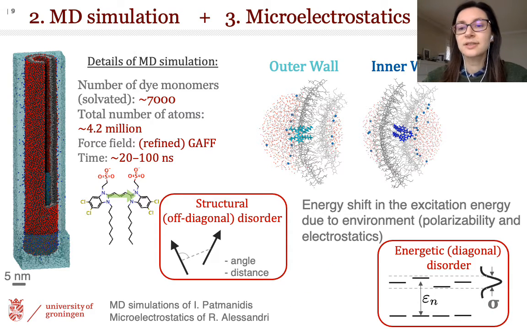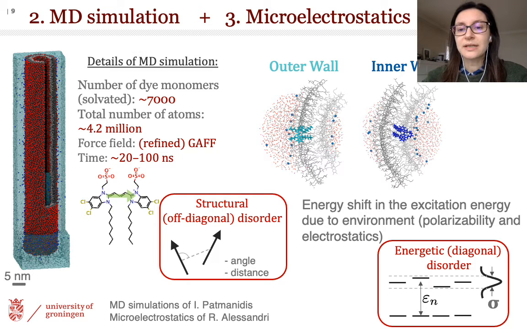Next, the constructed double wall structure is dissolved in water with counter ions. The obtained system is pretty large, containing up to 7,000 dye molecules or 4.2 million atoms. We can map transition dipole moments onto the molecules from the MD structures. Structural disorder obtained from MD then translates into the disorder in the intermolecular resonance interactions, or off-diagonal disorder, which depends on the angle and distance between transition dipole moments.